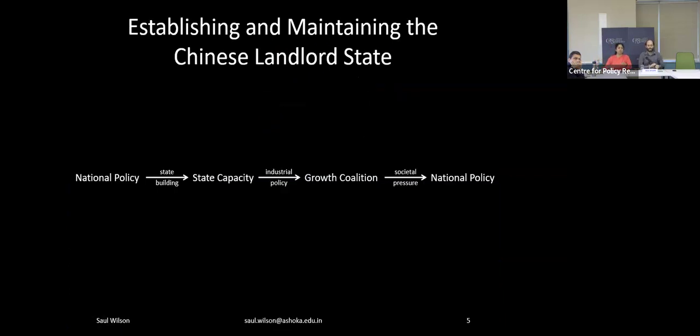And so the process that I'll talk about today is first what the underlying logic was that prompted the desire to have a national policy of state-owned urban land.